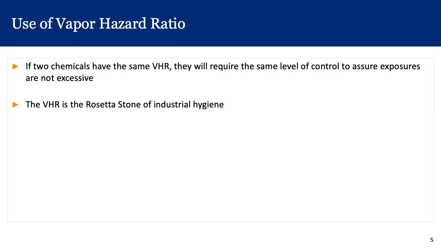So what is the reasoning behind using such a parameter called the vapor hazard ratio? The idea is that if two chemicals have the same vapor hazard ratio, they will require the same level of control to assure that exposures are not excessive. And so in some sense, the vapor hazard ratio is the Rosetta Stone of industrial hygiene.